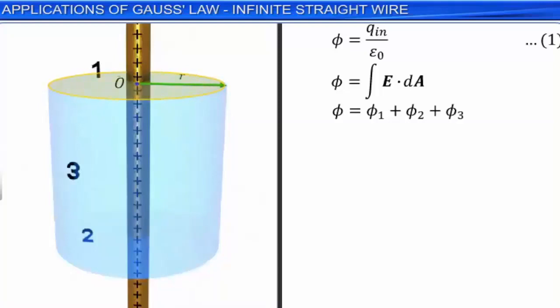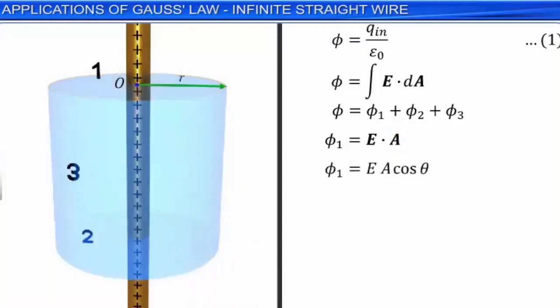is equal to E dot A, where E is the electric field and A is the area vector. This is equal to EA cos theta, where theta is the angle between the directions of the electric field and the area vector. The electric field is perpendicular to this surface. Hence, in this case, theta is 90 degrees and cos 90 degrees is equal to 0. Hence, flux phi 1 through this surface is 0.